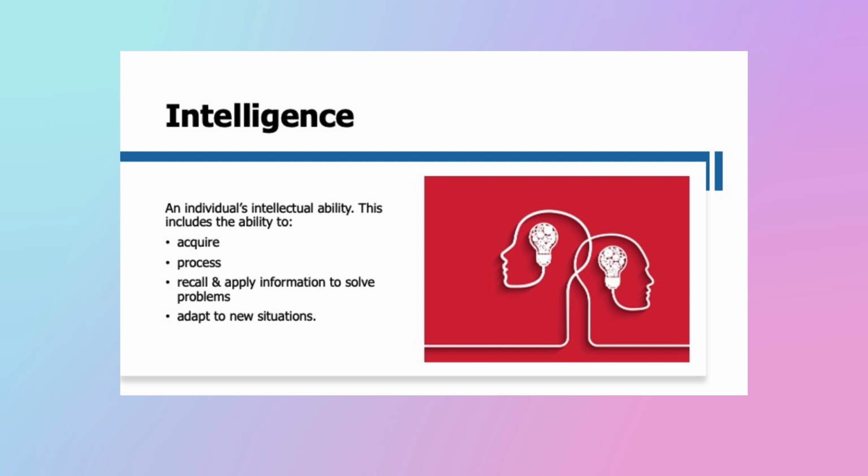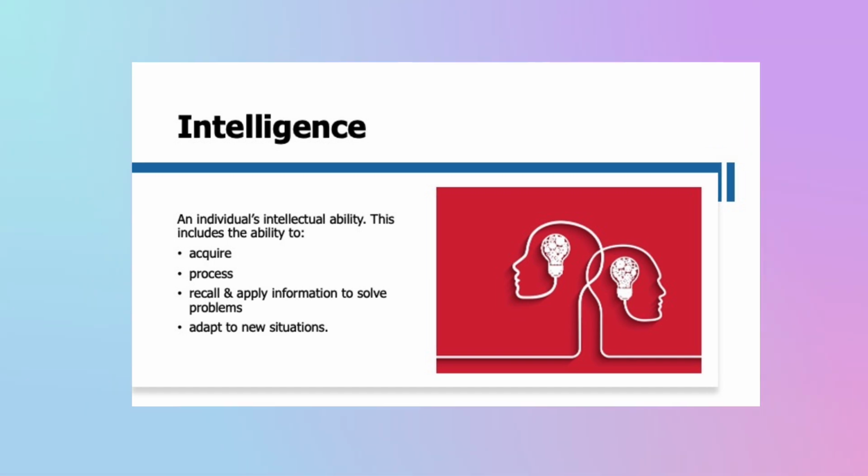So it's our ability to acquire new information, to learn from experience. It's our ability to comprehend complex information, so to process the information, to recall and apply information to problems, to plan and solve problems. Part of that involves thinking abstractly and the ability to reason, and it's also our ability to adapt to new situations. So that is congruent with our ability to learn from experience.